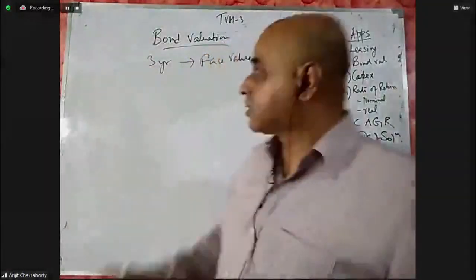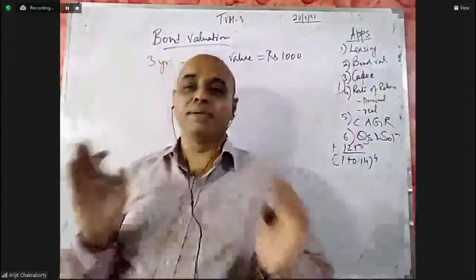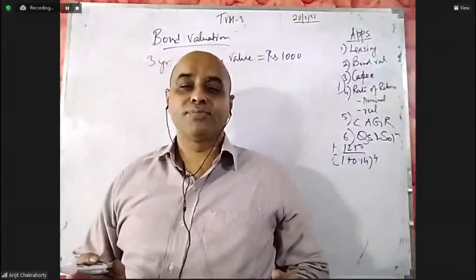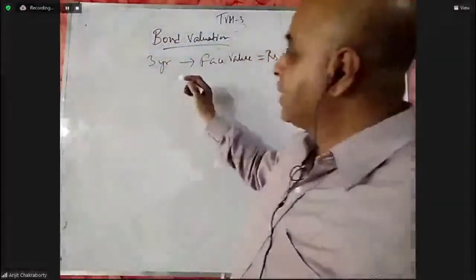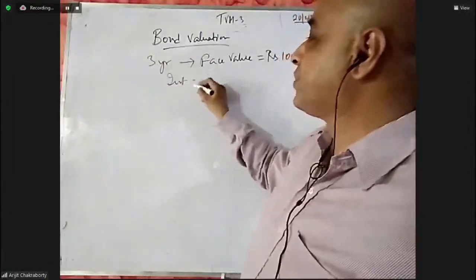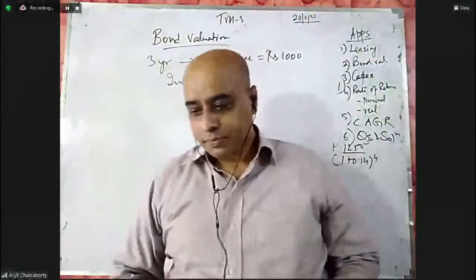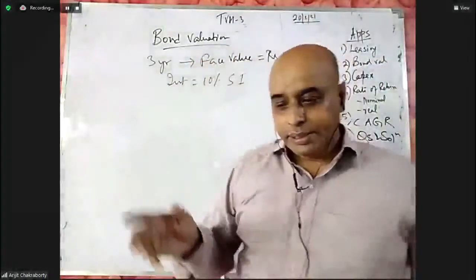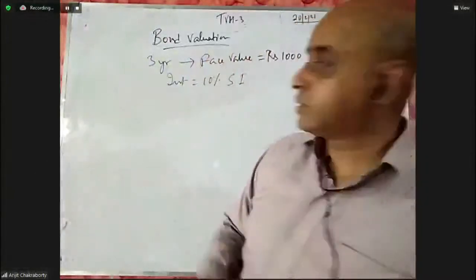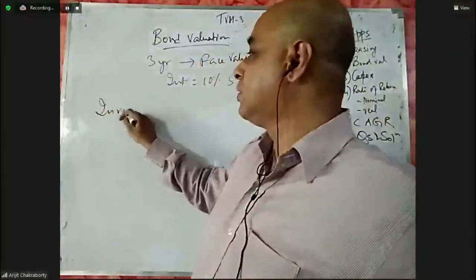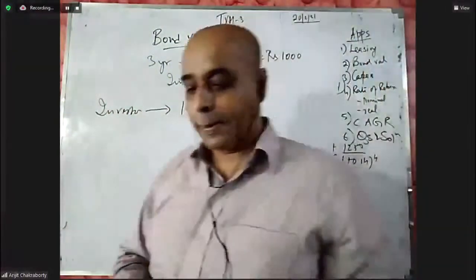Interest rate is 10%. Please note, this is not compound interest. It is simple. Once again, I'm repeating, a bond will always pay you simple interest. If they pay compound interest, they will lose their business. Okay. So the interest rate is 10% SI, that is simple interest. Now, if the investor requires a rate of return of 14%, the investor wants a return of 14%, right?